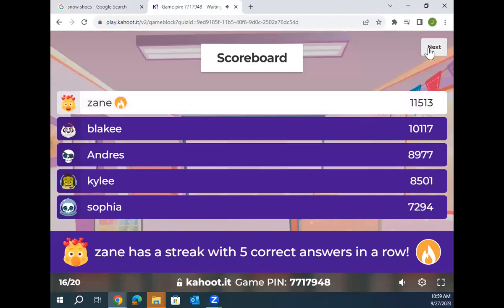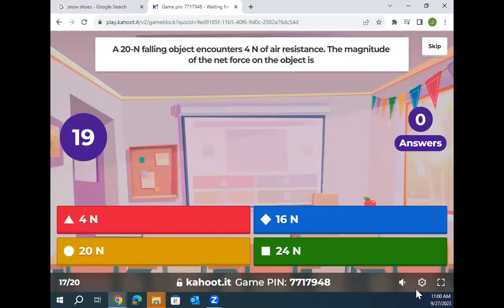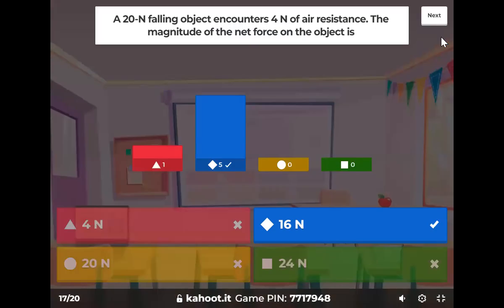All right, Zane, on fire. Top spot. A 20 Newton falling object encounters 4 newtons of air resistance. What's the net force? Yeah, 16 newtons. 20 down, 4 up. The difference is 16 newtons.